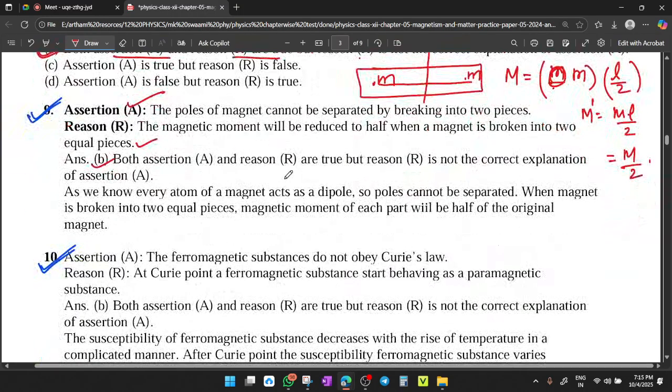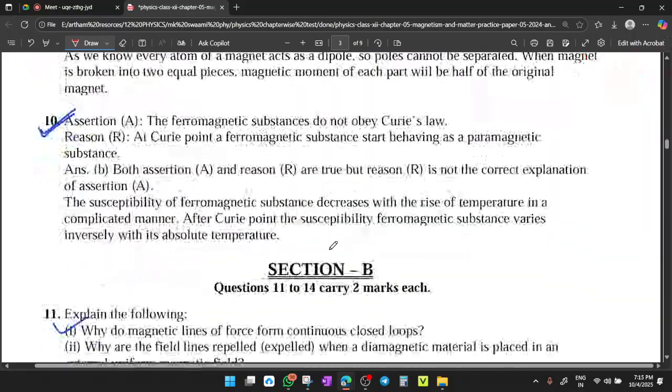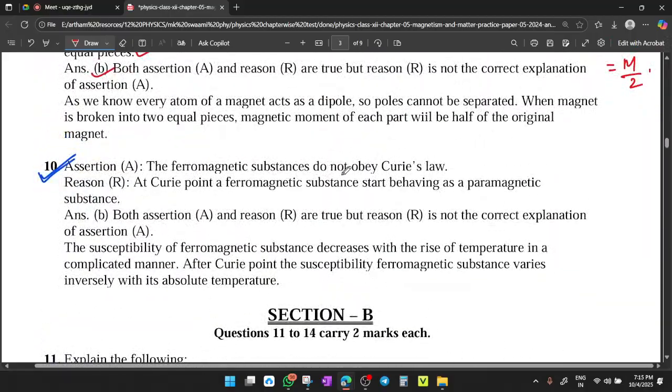Done? Question number 10. The ferromagnetic substance does not obey Curie law. Yes, a ferromagnetic substance does not obey Curie law because the graph is like this in a ferromagnetic substance. Up to the Curie temperature, there is an unpredictable variation of the magnetic susceptibility.